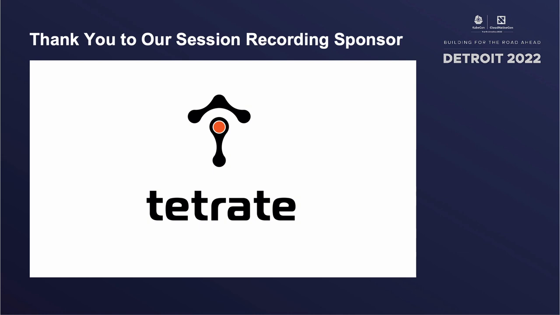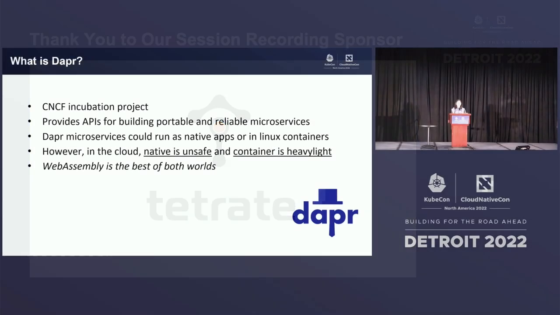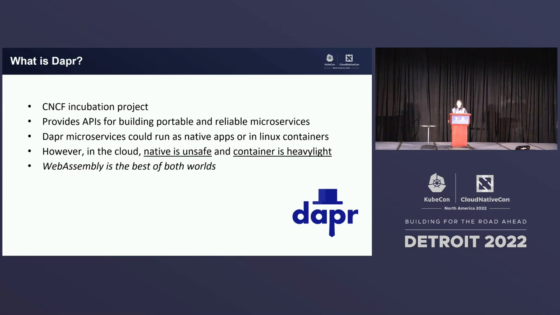My talk is about how to run Dapr in WebAssembly. So what is Dapr? Dapr provides APIs for microservices. They include service invocation, service discovery, state management, secret management, and many others. We usually compile microservices into native applications and run them in containers.